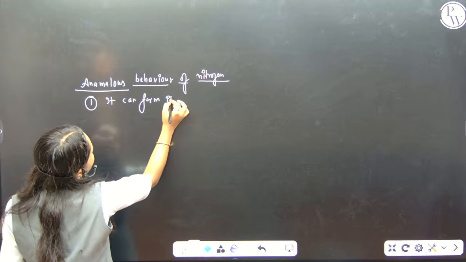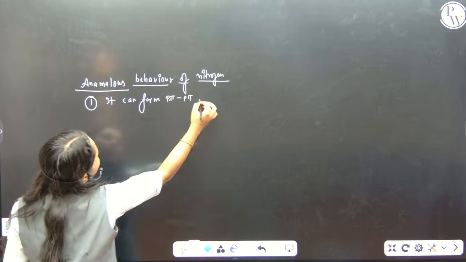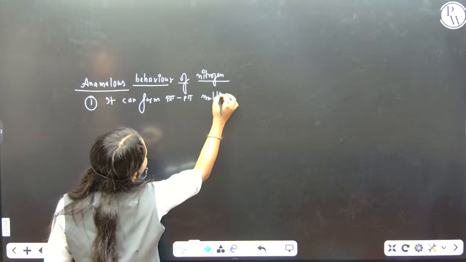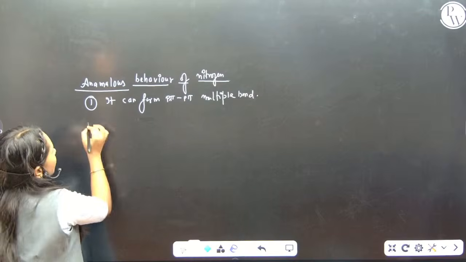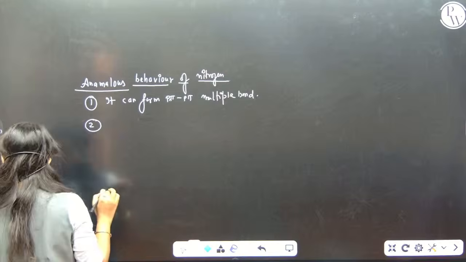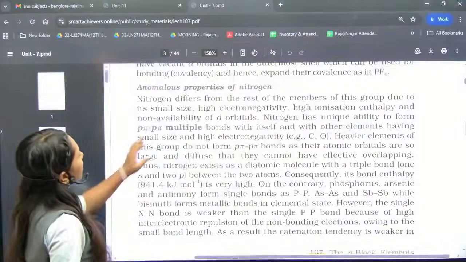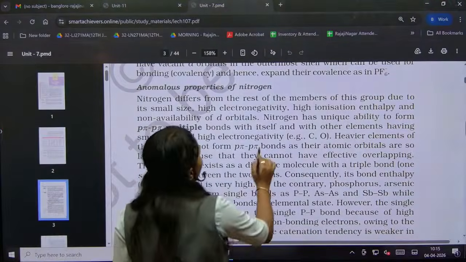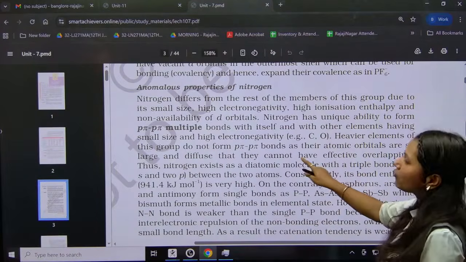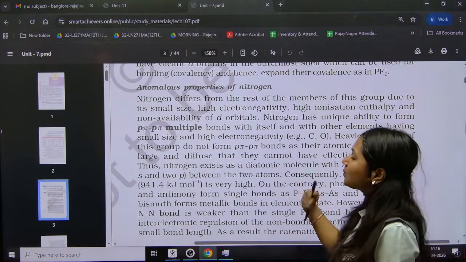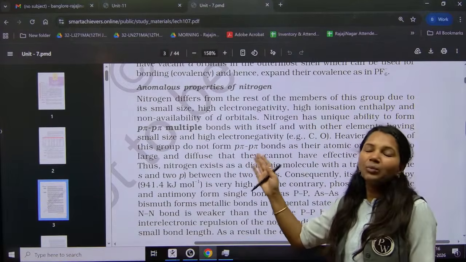p pi p pi multiple bonds with itself and with the other elements. Heavier elements do not form, again the same concept, that they do not form p pi p pi.